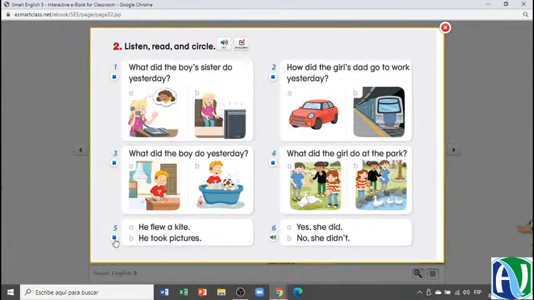Okay, what did the boy do yesterday? Did he fly a kite or did he take pictures? Tell me.